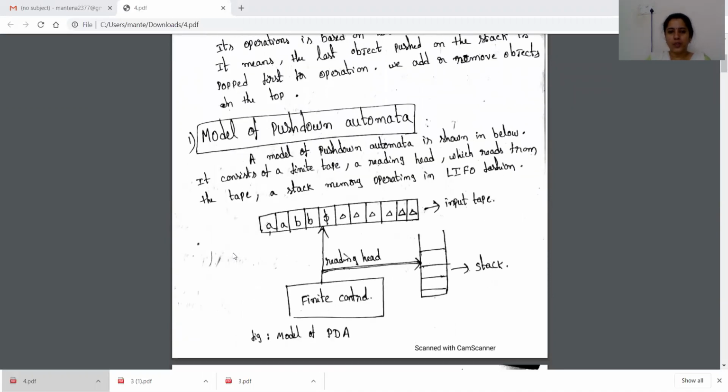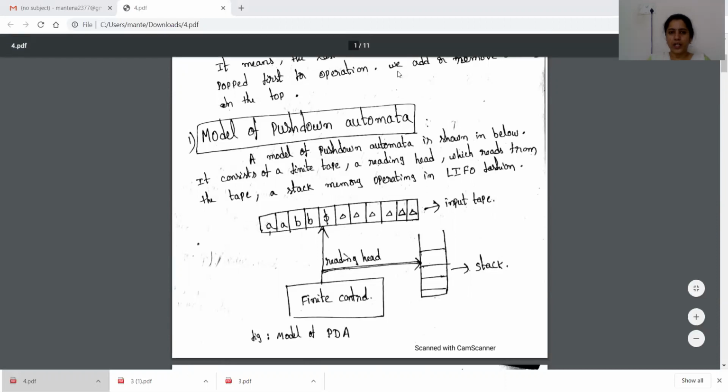Let's see the model of pushdown automata. Here we have an input tape, a finite control and a reading head. So up to this, it's similar to finite automata. Along with that, we have one more memory, that is stack. And we have two reading heads, one pointing to the input tape and another pointing to the stack. So this finite control controls both reading the input tape and the stack.